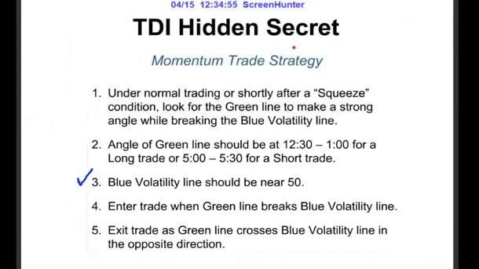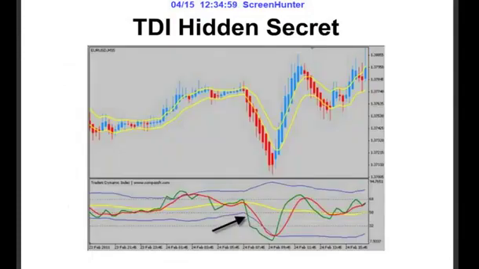Let's take a look. Here's an example where the market kind of got flat right here. Now notice a couple of things here. Notice the angle of the green line. Would you agree with me that that angle is about a 5:30 on the clock face? That looks pretty darn close to me. We've got good angle and good separation going on here.